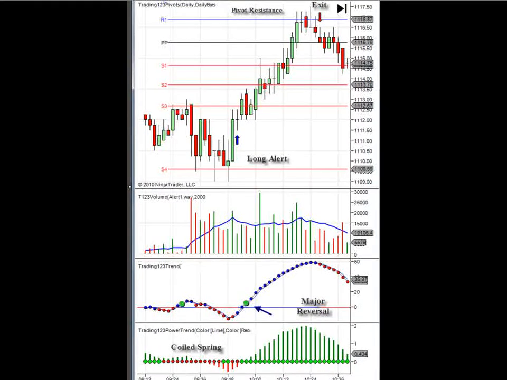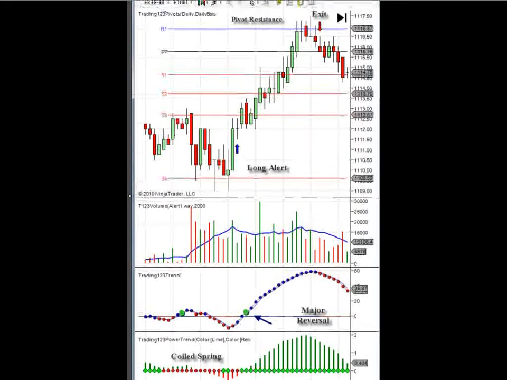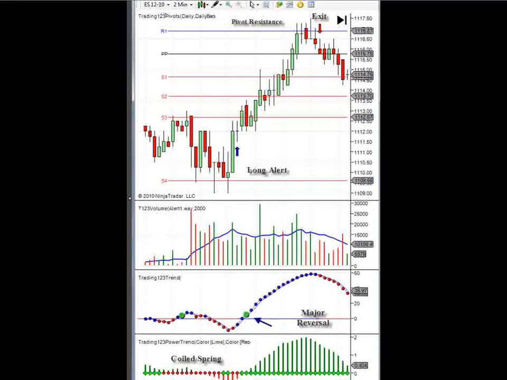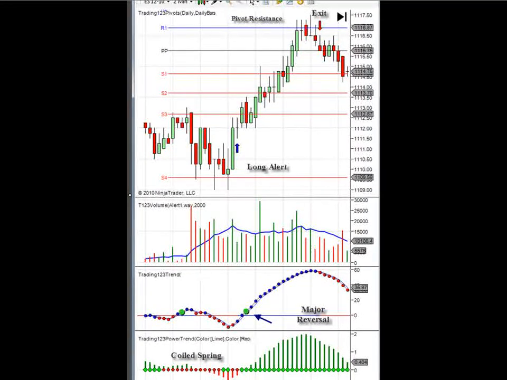I'm going to show you how to use our software here to trade the Emini. This is the Emini on September 15th, 2010. We've got a 2-minute chart. As you see here, we're using our software to trade. It gives us an idea as to which direction the market's going to go.